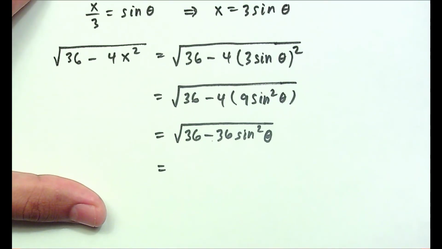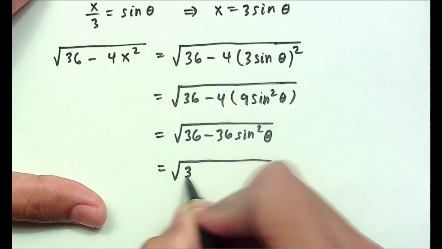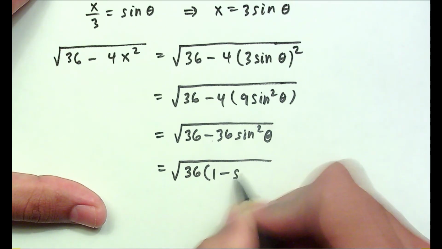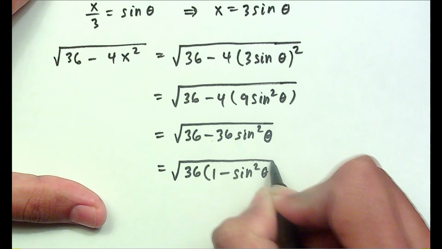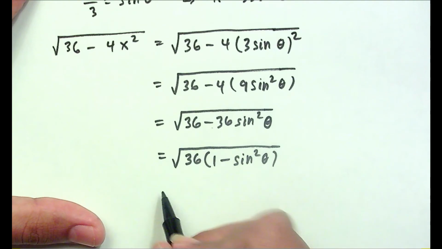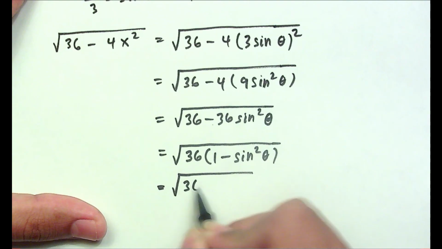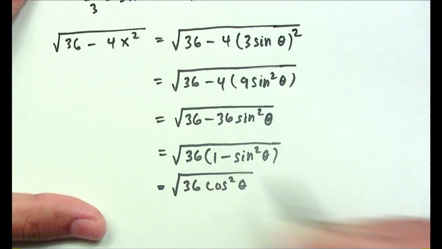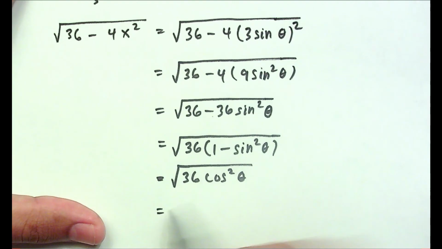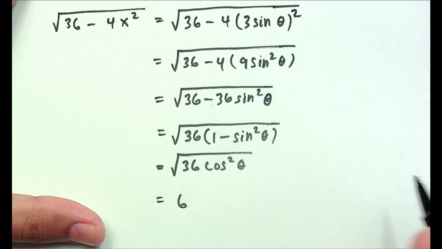Now you see the 36 is repeated, it's a common factor, so factor it out. So this is 36 times (1 minus sine squared of theta). You should be able to simplify that using a trig Pythagorean identity. And indeed, this is cosine squared. So this is going to become 36 cosine squared of theta. And lastly, the square root of 36 is 6. The square root of cosine squared is cosine.